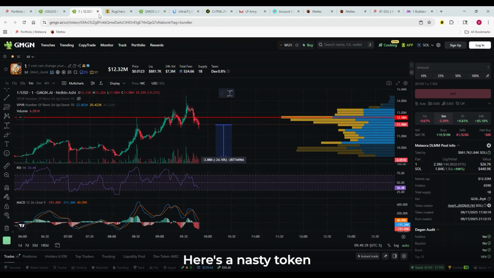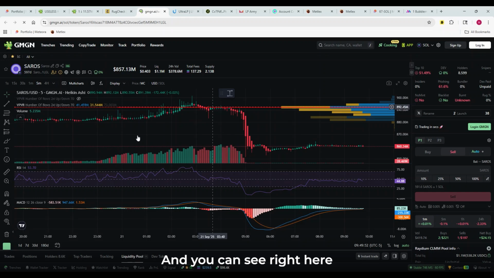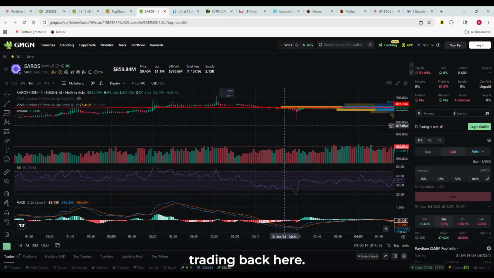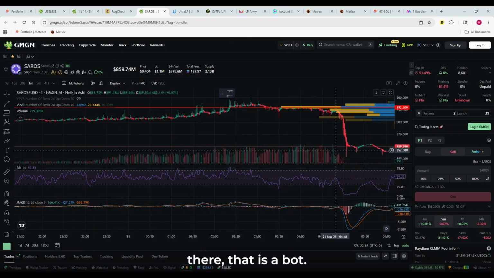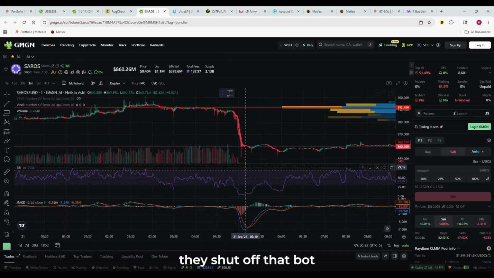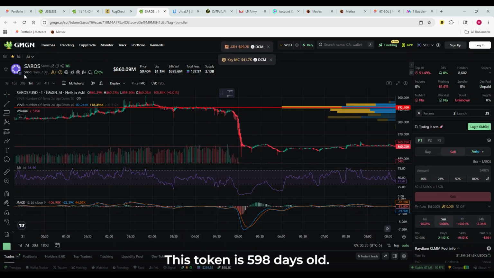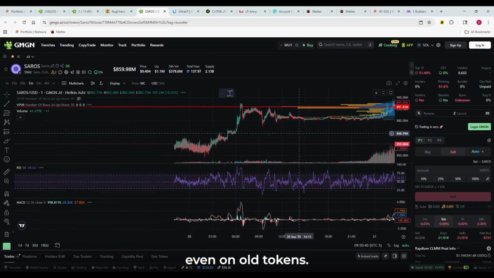We'll show you some other ones. Here's a nasty token that I looked at the other day, Saros. This rug check is absolutely terrible. And here's the chart for it. And you can see right here, this is a clear, let's let it reload here. Clear indicators of wash trading back here. You see this volume right here, that is not organic. That right there, that is a bot. And you can see right here, they shut off that bot and the token dumped right there. They rugged this thing hard. This token is 598 days old. So wash trading can happen even on old tokens.